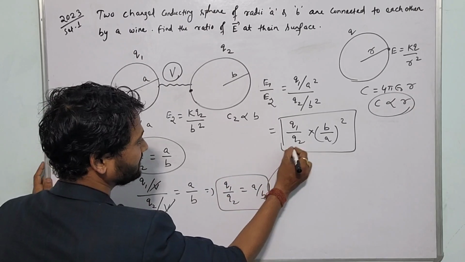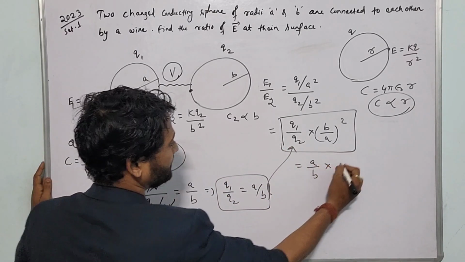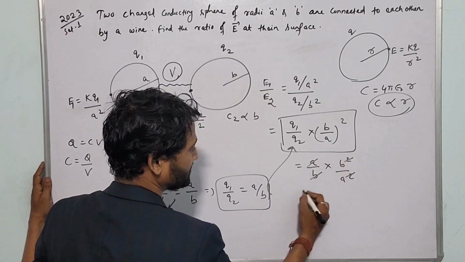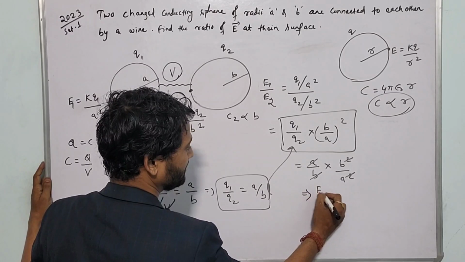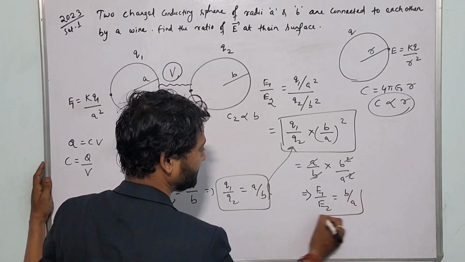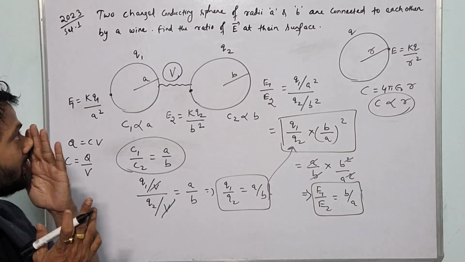You put that value here. Q1 by Q2 is A by B, and this is B square upon A square. It will cancel. So your final answer will be E1 by E2 is equal to B by A. This is your final answer. This is a very easy question, not that difficult.